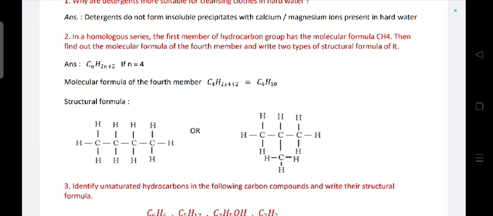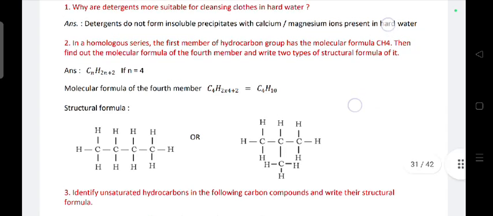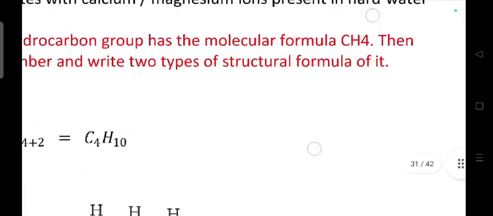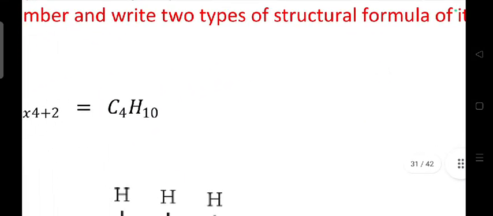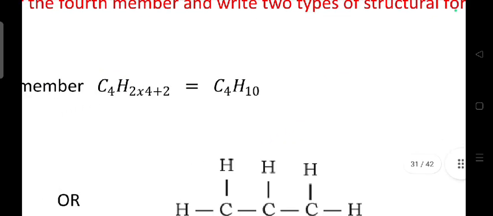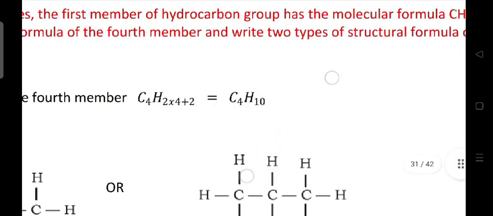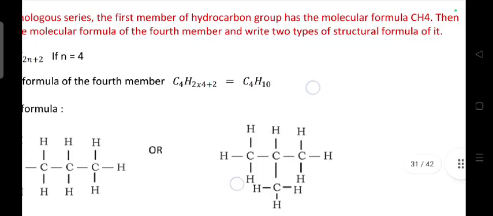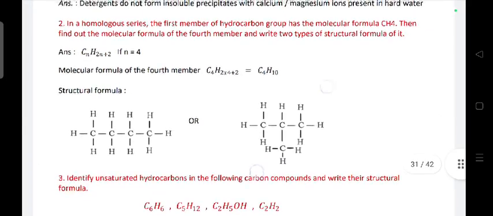Again they are asking, in a homologous series, the first member of the hydrocarbon is CH4. Then define the molecular formula of the fourth member. The fourth member will be C4H10. So see the carbon atoms here in the question. Carbon atom is 1. That means if it is the fourth term, C becomes 4, then by the 2n plus 2 formula, that is H10. This is the structural formula.